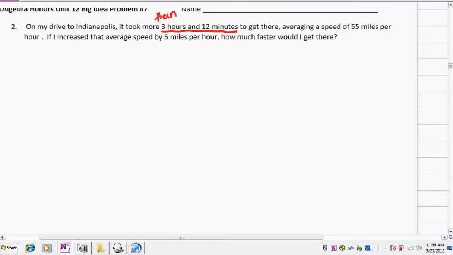So I know that the faster I go, as I increase my rate, my time goes down. So if I'm going 5 miles an hour faster, it should be less time. How much less? Well, that's for us to figure out. And we know that the distance is equal to rate times time. And in this case, I'm going to Indianapolis both times, so my distance is constant. And so the rate times the time must be a constant value.